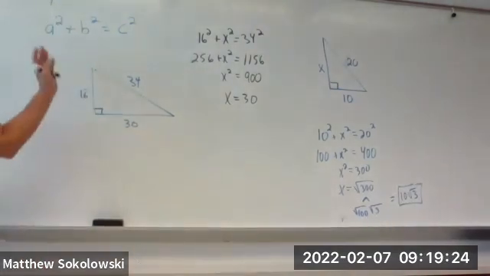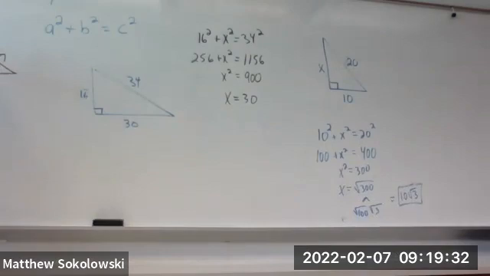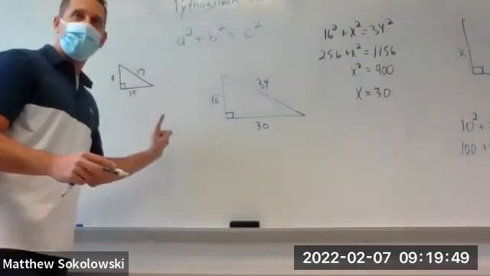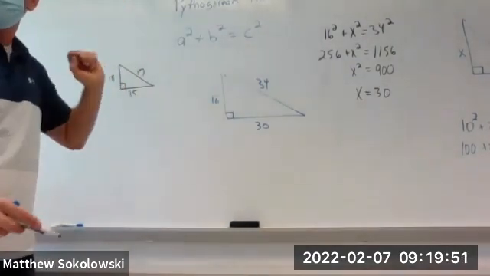The reason I knew that I was going to get an integer is because I know that 8, 15, 17 are the sides of a right triangle. How do I know that? Because it's called a Pythagorean triple. A Pythagorean triple is integers that always work in the Pythagorean theorem. And I know that 8 squared and 15 squared added together is going to give me 17 squared.